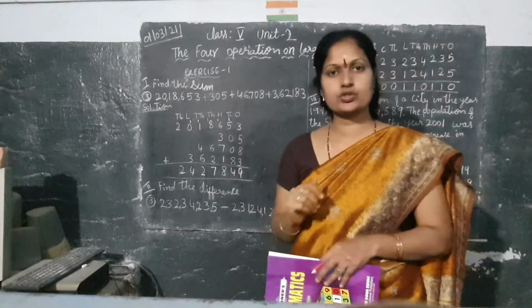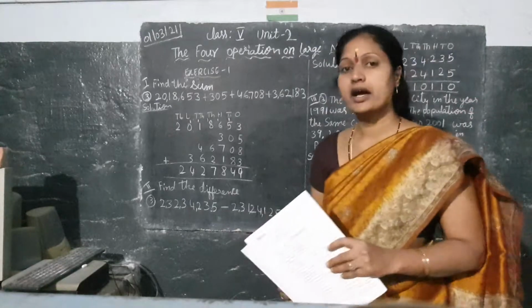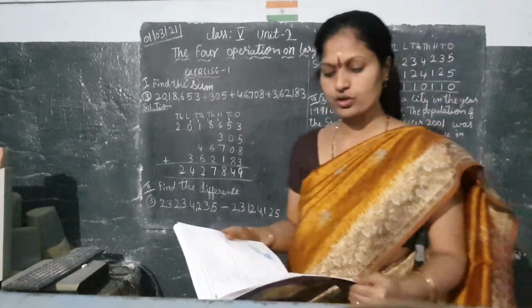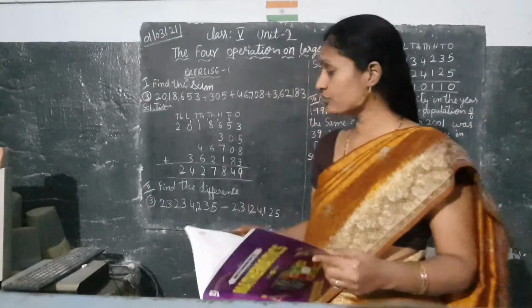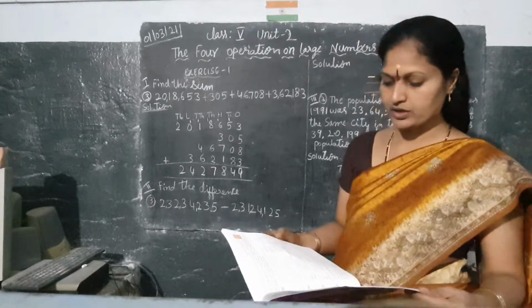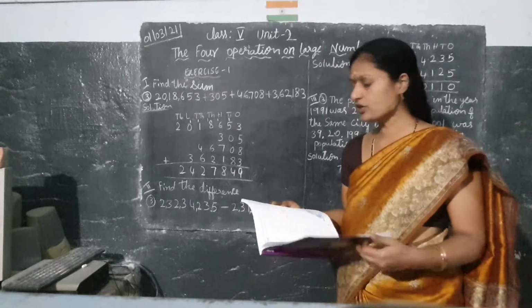In previous classes also we have learned, children, the four operations of large numbers: addition, subtraction, multiplication and division. In this class also you have to learn, children. Now we have to go to Exercise 1.1. Exercise 1 we have to do, children. In that, first, to find the sum of the following is there.